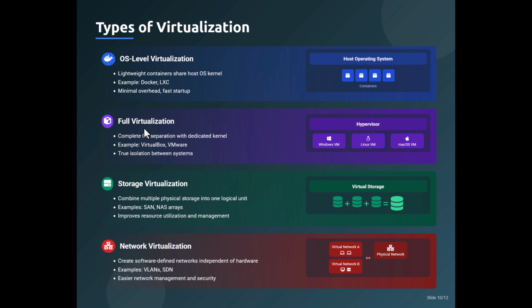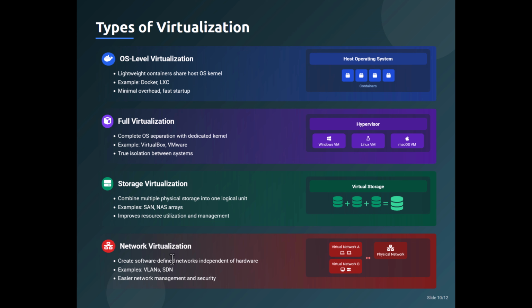Next is full virtualization. Each virtual machine runs its own complete OS with a separate kernel. This provides strong isolation. Great for running multiple different operating systems on the same hardware. Example: VirtualBox or VMware. Next is storage virtualization. It combines multiple storage devices into one logical pool, making management easier and performance smoother. Example: SAN storage, that is storage area network, or NAS storage, that is network attached storage.